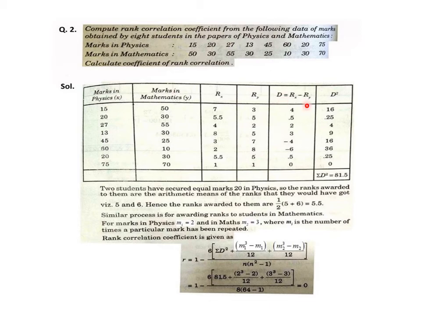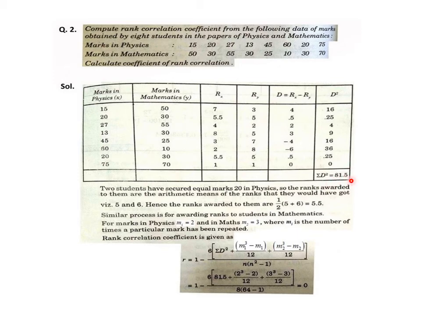Now D is calculated as simply Rx minus Ry, as you know. 7 minus 3 is 4, 5.5 minus 5.5 is 0, 4 minus 2 is 2, and then 1 minus 1 is 0, etc. Then D square, the squares of all these values of D, and sigma D square, as you know.